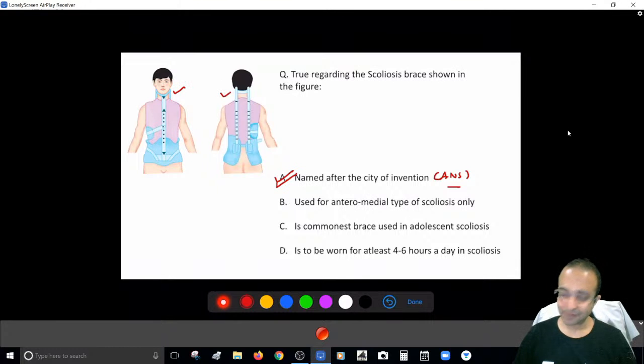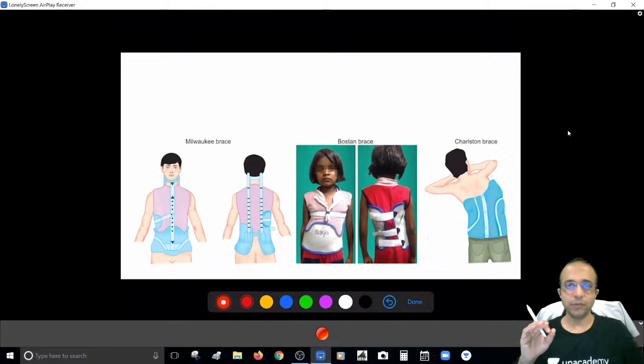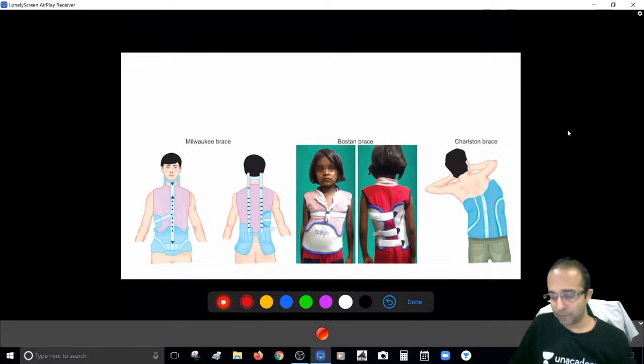This brace named after the city of invention. So can you help me know which is this brace? Alright, not a problem. I would help you out with the important braces that we generally use in these people who tend to come to us with scoliosis. Well, three really popular braces we generally advise for these people.